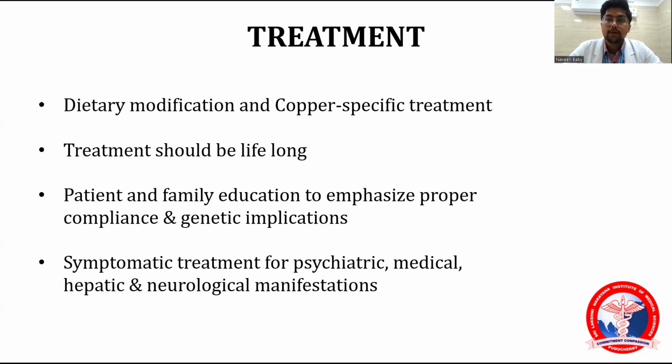Patient and family education is important. Genetic counseling is important because it's autosomal recessive. Preventing consanguinity is also very important in these patients to prevent further development of the disease. And symptomatic treatment for the psychiatric, medical, hepatic and neurological manifestations is important. When a patient presents with acute psychosis, just copper-specific management or dietary modification is not going to help the patient. You need symptomatic management for patients in acute liver failure or in neuropsychiatric emergencies. You need to do the specific management accordingly, symptomatically.